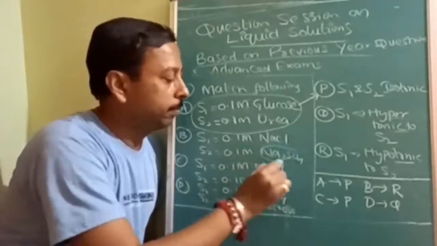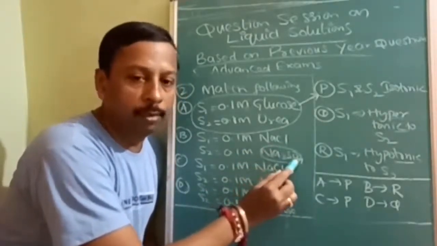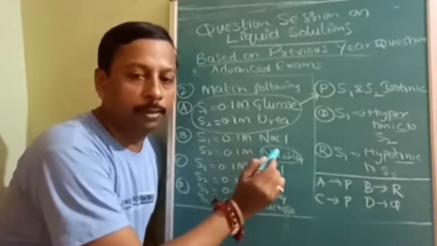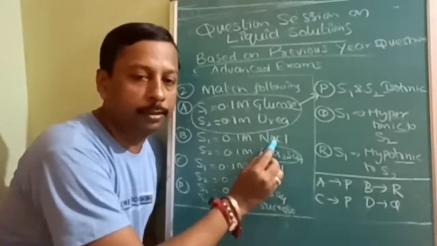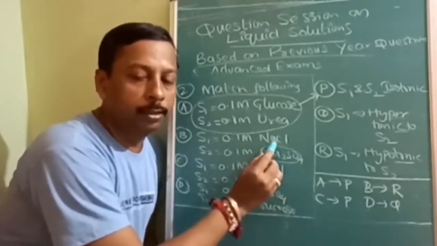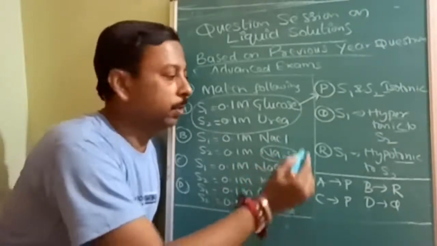See here, NaCl and Na2SO4. Na2SO4 will split into 3 ions, 2 moles of sodium and 1 mole of SO4. Here, 2 moles of NaCl. Because of this, the Van 't Hoff factor here is 3 and here it is 2. So this is more, this is less. The lower one is called hypotonic. S1 is hypotonic to S2. So what is the answer?